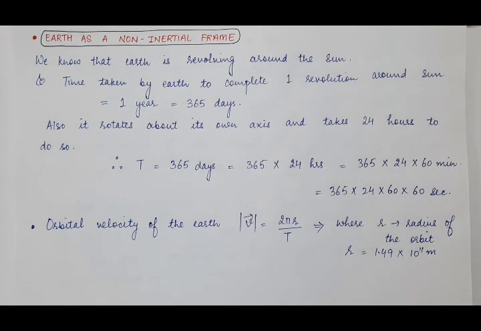What is the velocity of the Earth in its orbit? So we know that velocity is equal to distance upon time or displacement upon time.